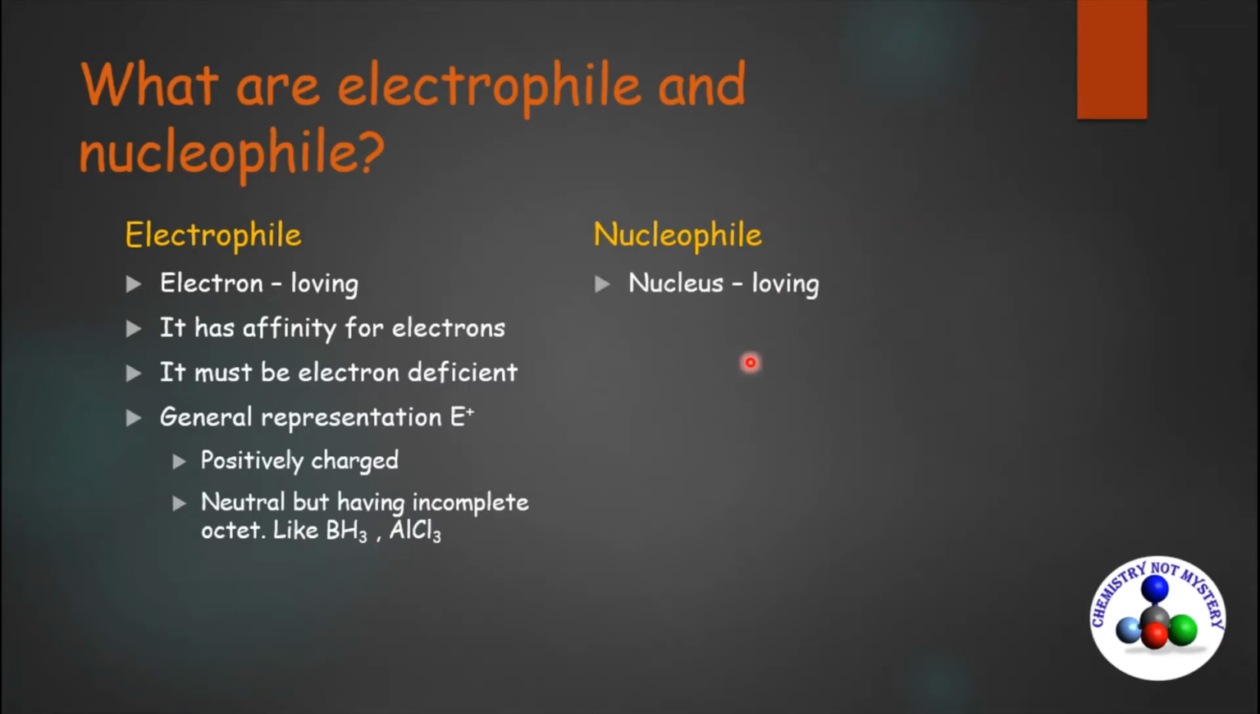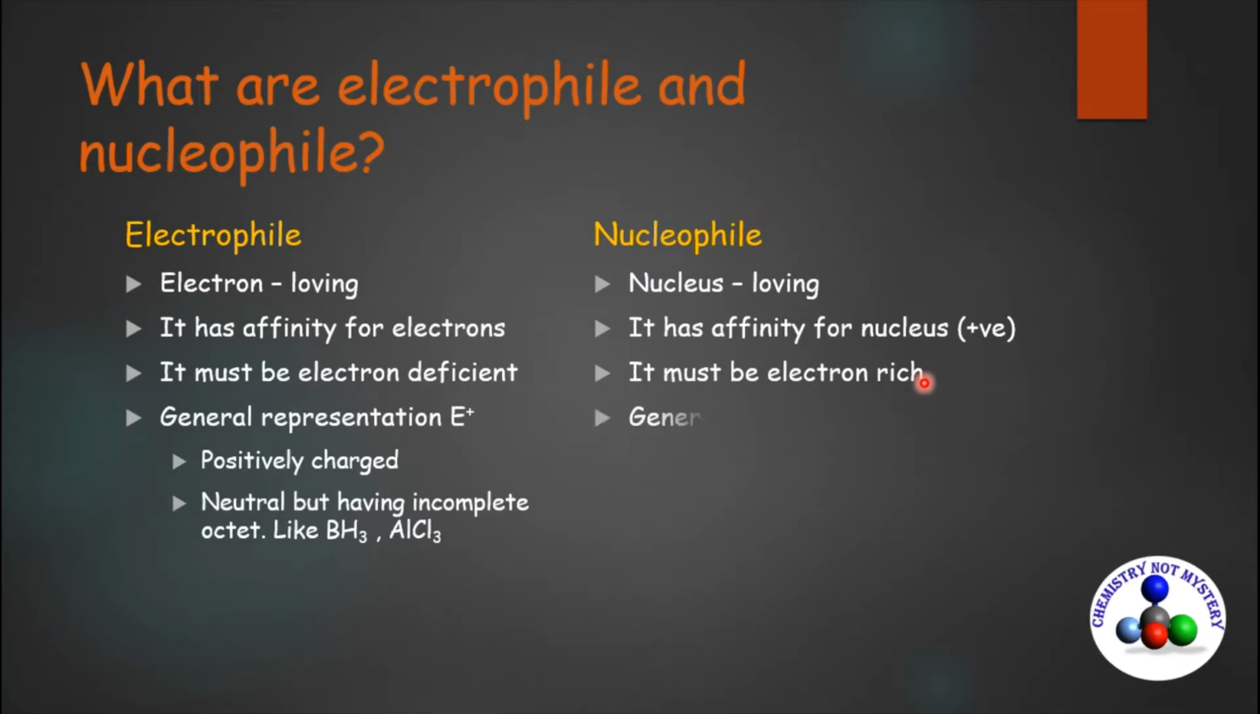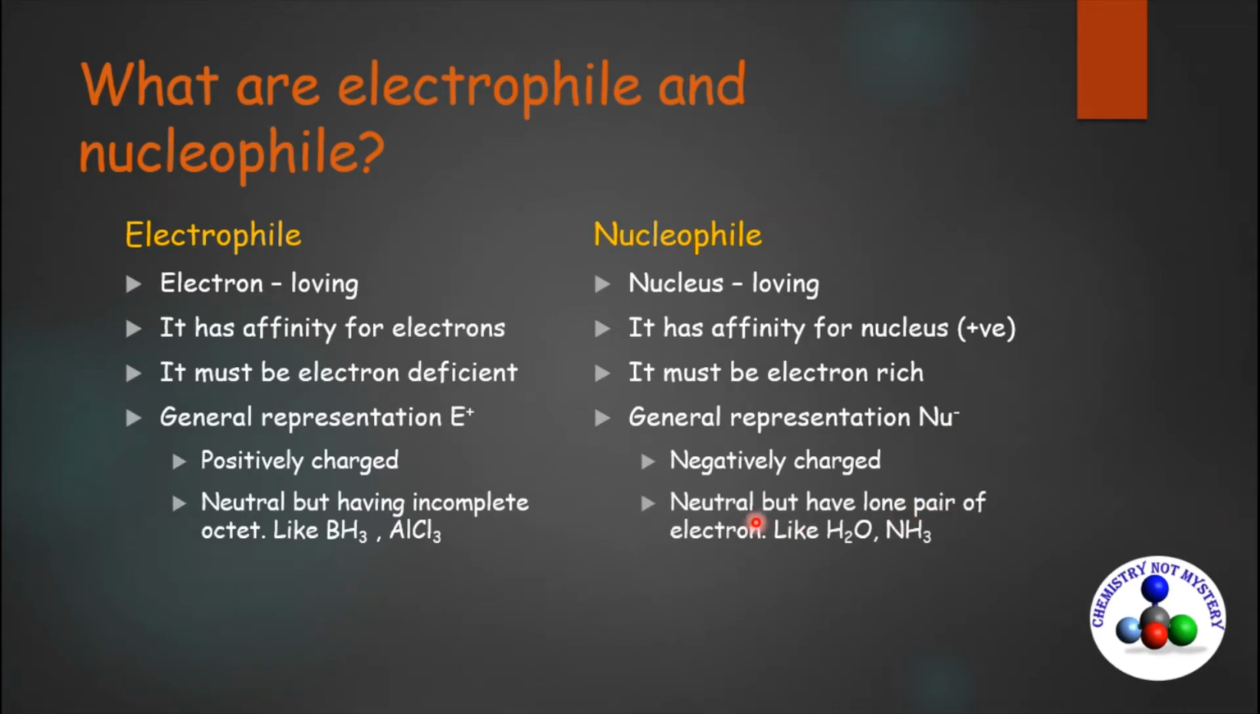Nucleophiles are nucleus loving species and have affinity for nucleus or positive charge. It must be electron rich. Its general representation is Nu-. It can be negatively charged or neutral but has a lone pair of electrons, like H2O and NH3.